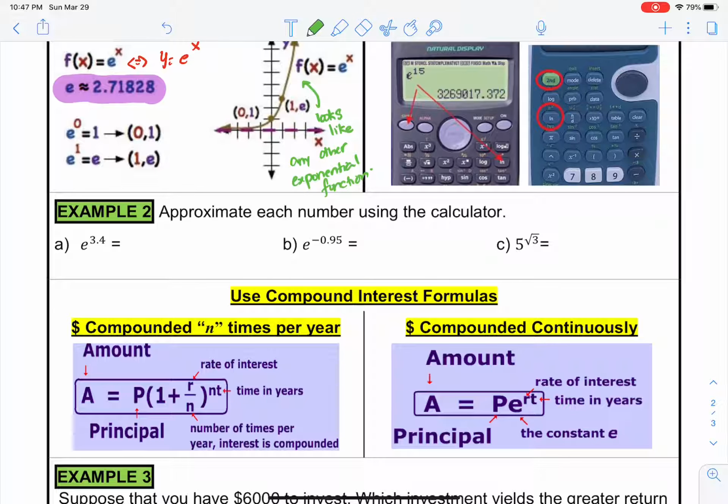So here we are trying to evaluate e raised to 3.4, and that would be 29.9641. So if you can't do it that way, you could also do 2.71828 raised to 3.4. It should give you the exact same answer, or something very close. Plug it in the calculator again.